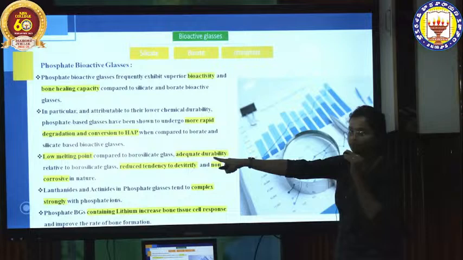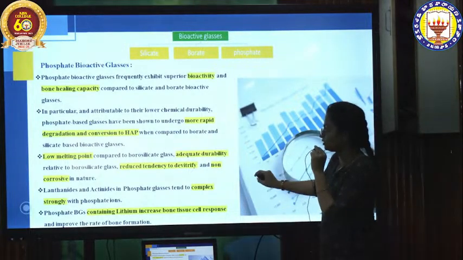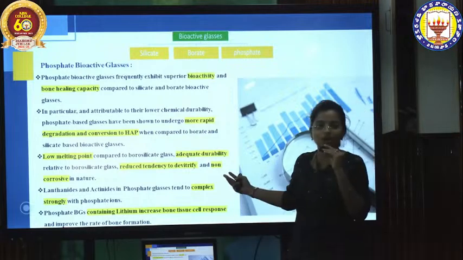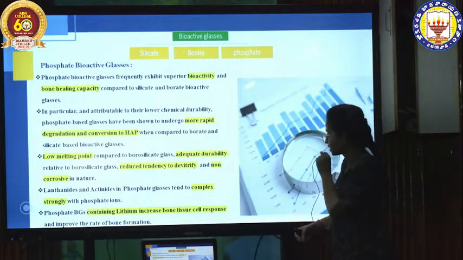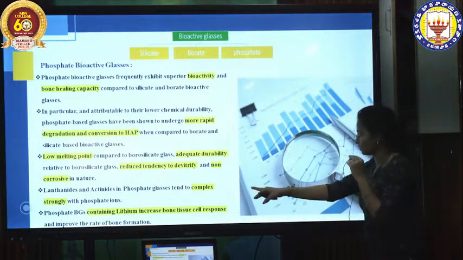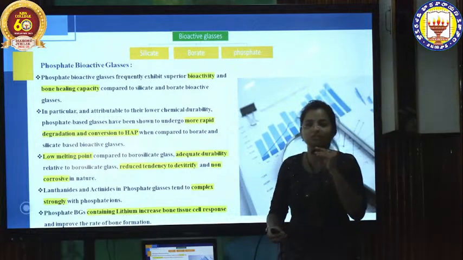So that is the benefit of our phosphate basic glasses, and they are non-corrosive in nature. When lanthanides and actinides are added to the phosphate basic glasses, they tend to form complexes strongly with our glasses. When the phosphate basic glasses are doped with lithium, the cell tissue response has been increased.